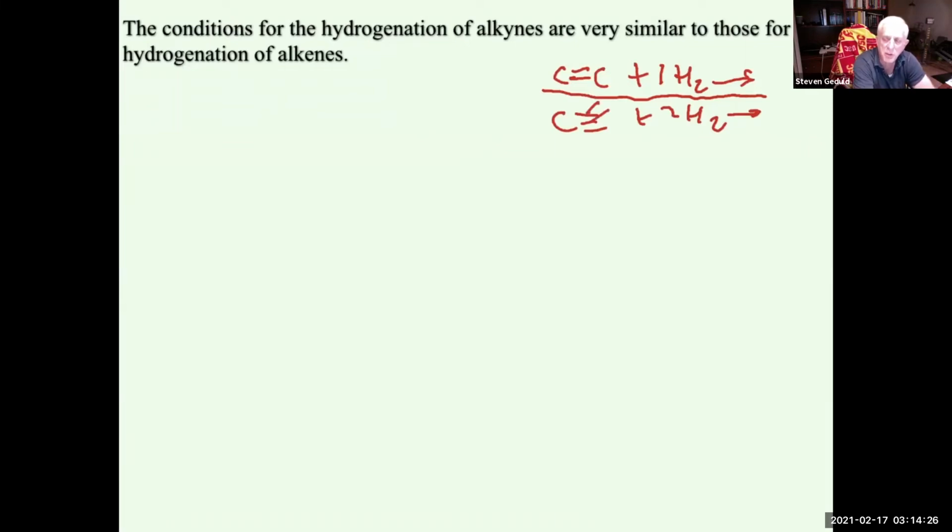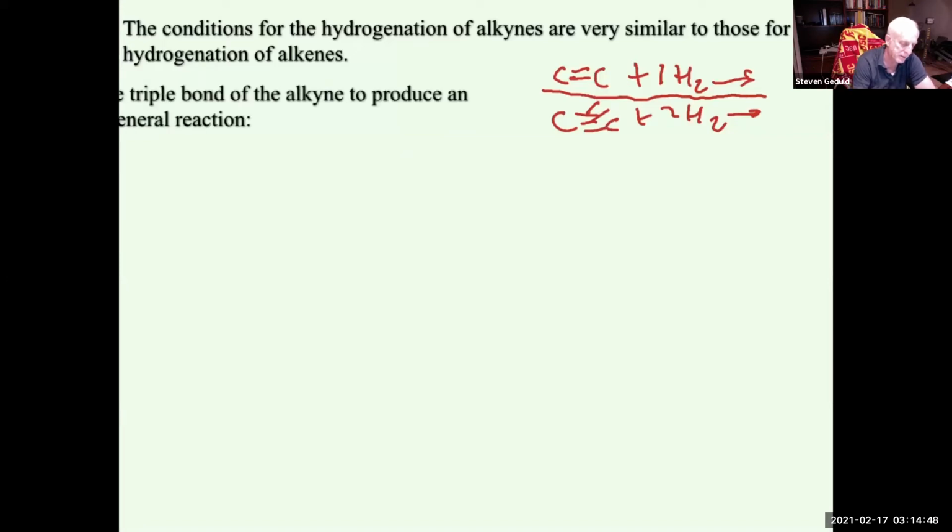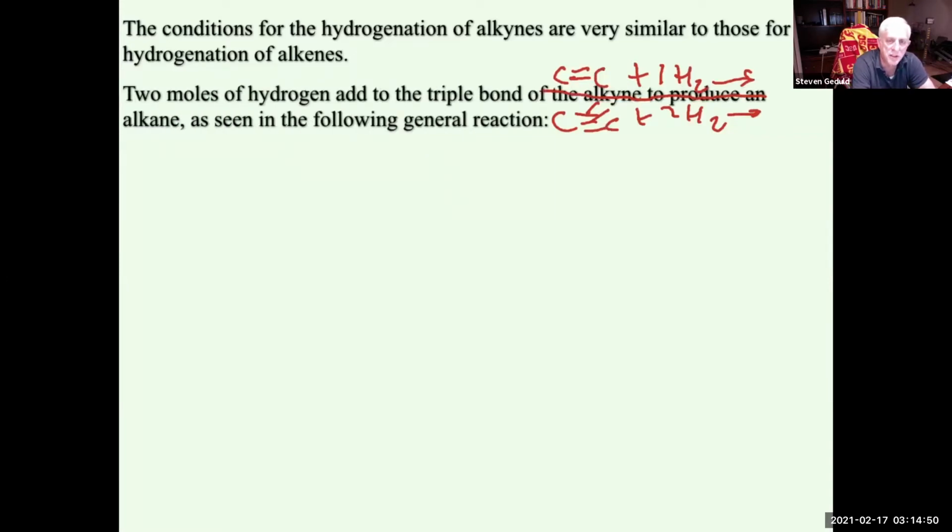So the difference between alkenes and alkynes is that in alkynes, you're going to have to add double the amount of hydrogen because you have a second multiple bond. So in alkenes, you have one multiple bond. Alkynes, you have 2 multiple bonds between the carbons. Okay. So 2 moles of hydrogen are added to the triple bond of an alkyne to produce an alkane.